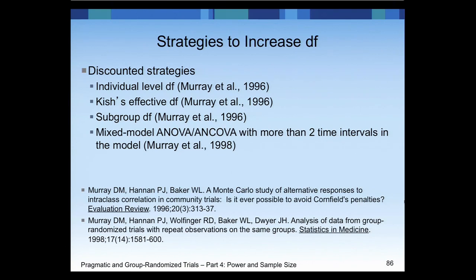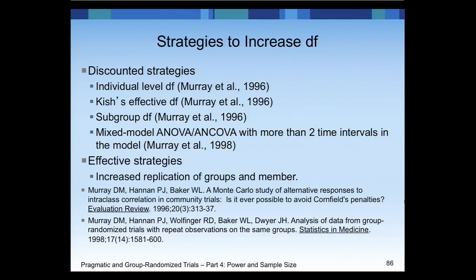It increases the degrees of freedom, but it results in an inflated type 1 error rate. So I don't recommend any of those. The best way to increase degrees of freedom is simply to have more groups. More members doesn't help so much, though it will in an individually randomized group treatment trial if I only have small groups in one arm. But in group randomized trials, it's the number of groups that matters. And the best way to increase degrees of freedom is to have more groups.